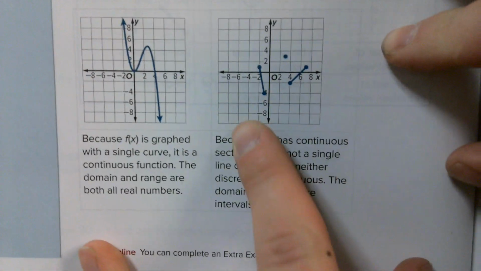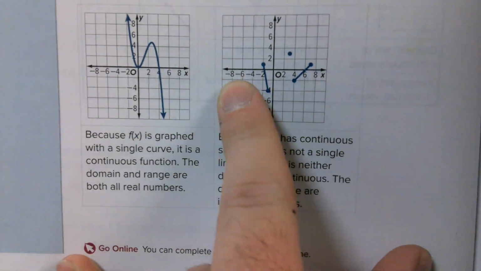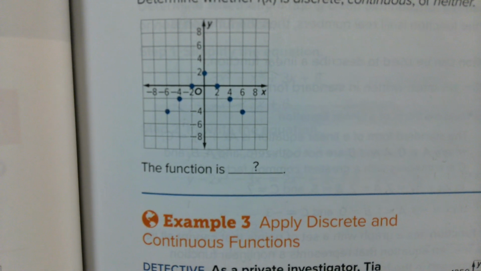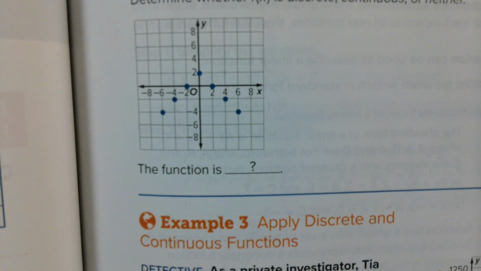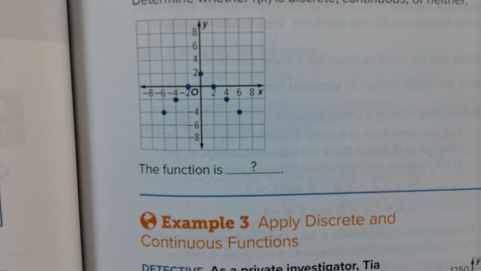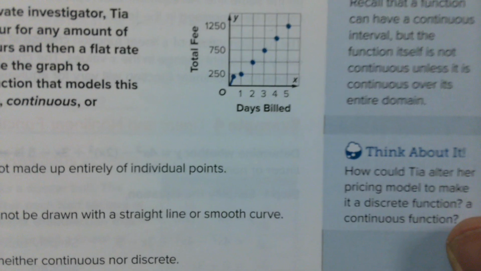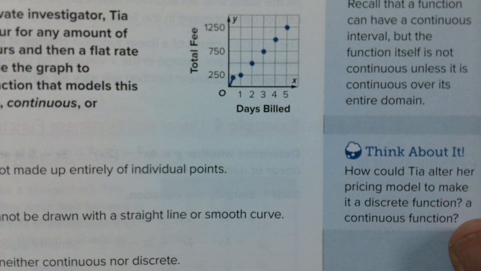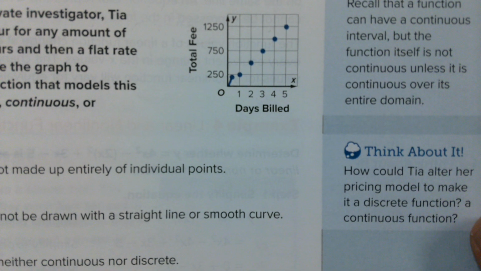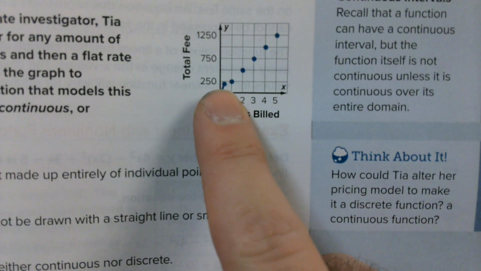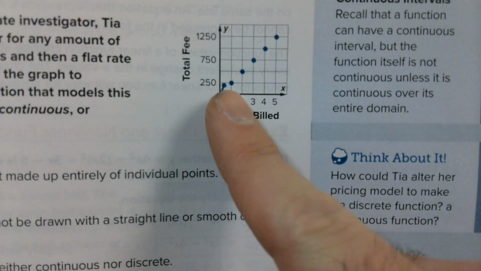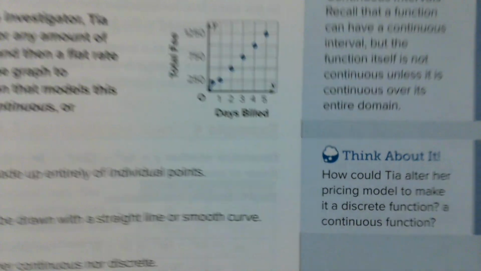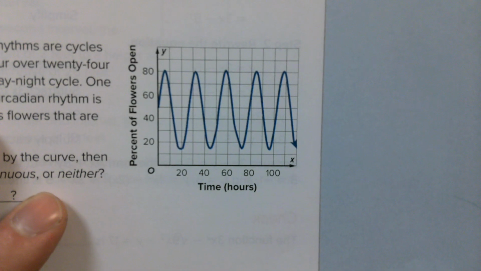So this is neither. Okay, this is continuous. This is neither. What about this one here? What would this one be? Discrete. There's no connecting lines, but there's a dot. What about this one here? Neither. Why is it neither? Because there's a little tiny line. I didn't see that. Okay. What about this one? Continuous, right? It's a line.